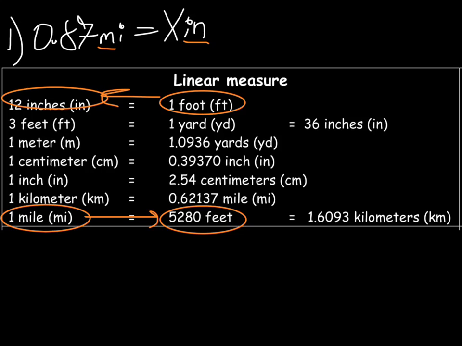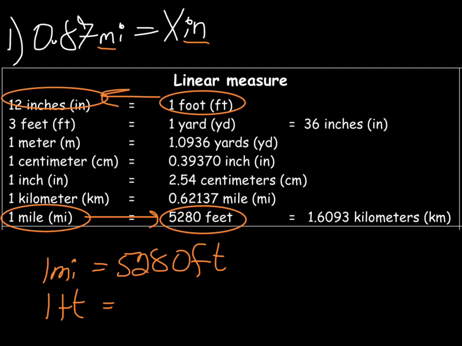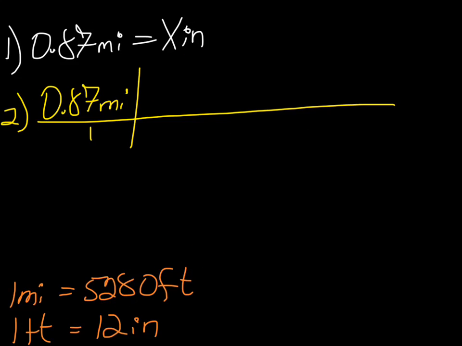So we'll use 1 mile equals 5,280 feet. And then from there, we can use 1 foot equals 12 inches. Okay, so let's see how that would work. I have the two equalities I'm planning on using right here.